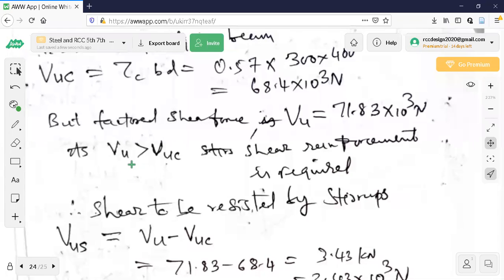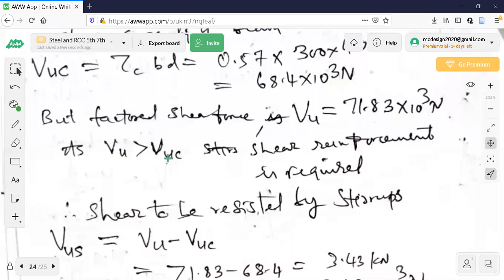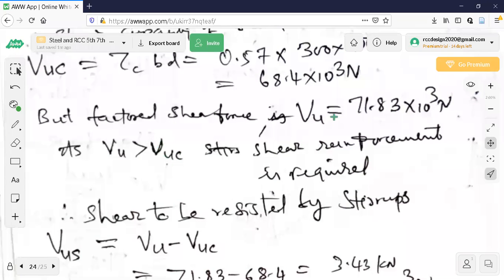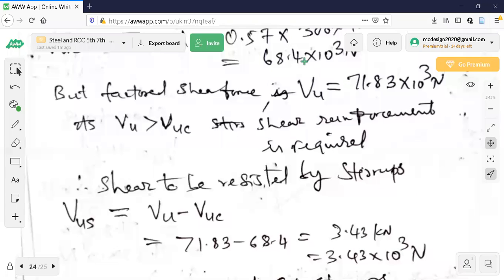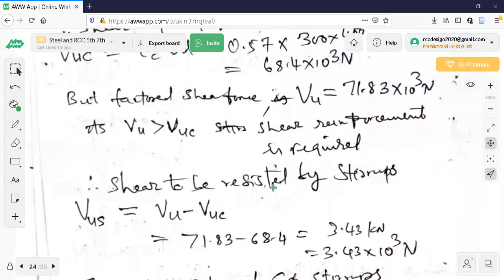As Vu is more than Vuc, it means the factored shear force is more than the shear capacity of the beam without stirrups and without bent up bars. That is, Vu is 71.83, Vuc is 68.4, shear reinforcement is required. Even if this is less, even if this is more, nominal shear we have to provide, nominal stirrups we have to provide. That I'll show you later on. In this problem, this is the situation here. So here the shear reinforcement is required.